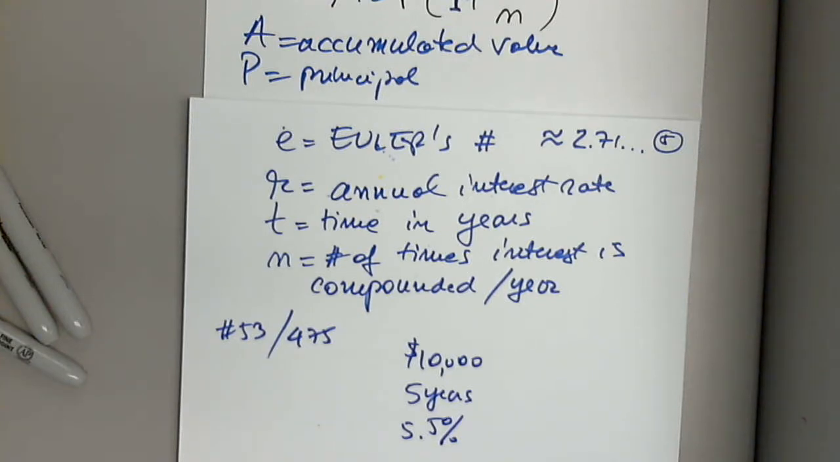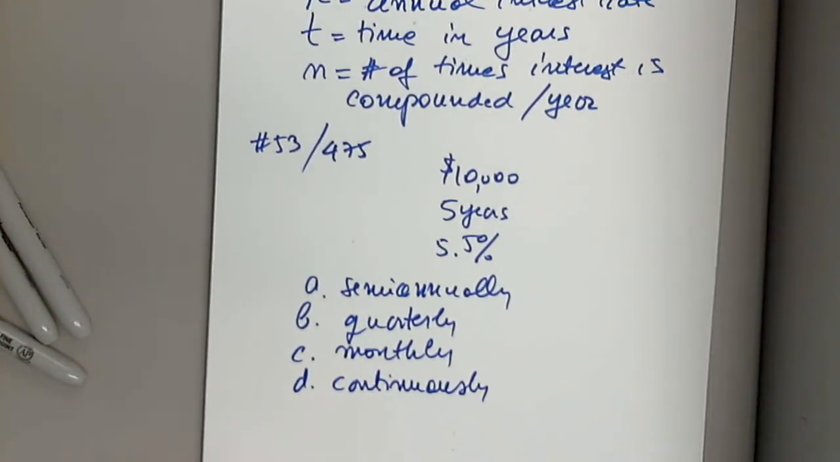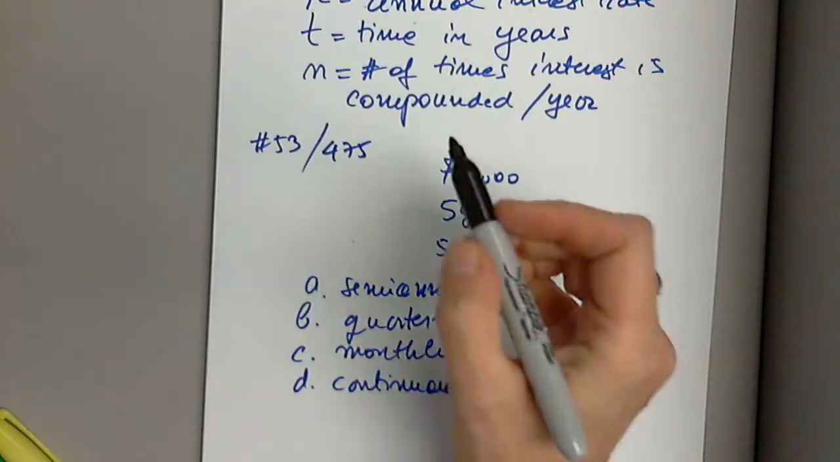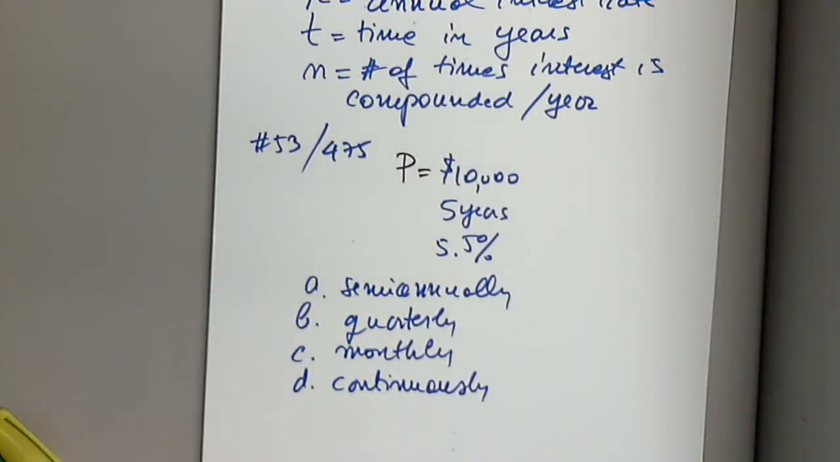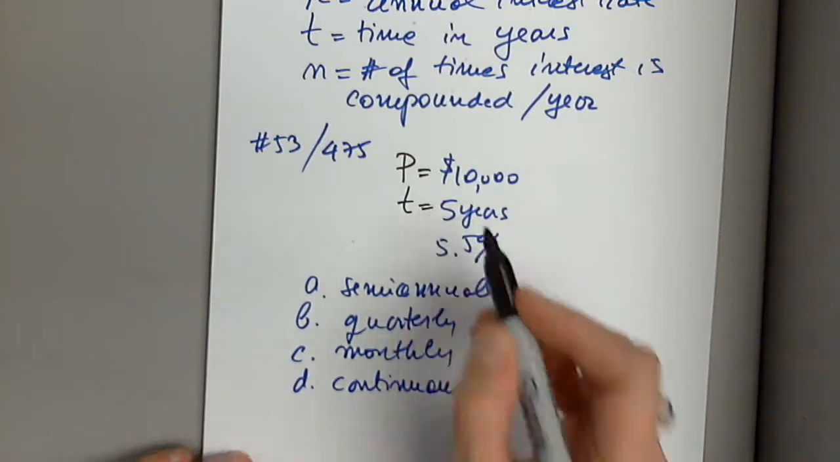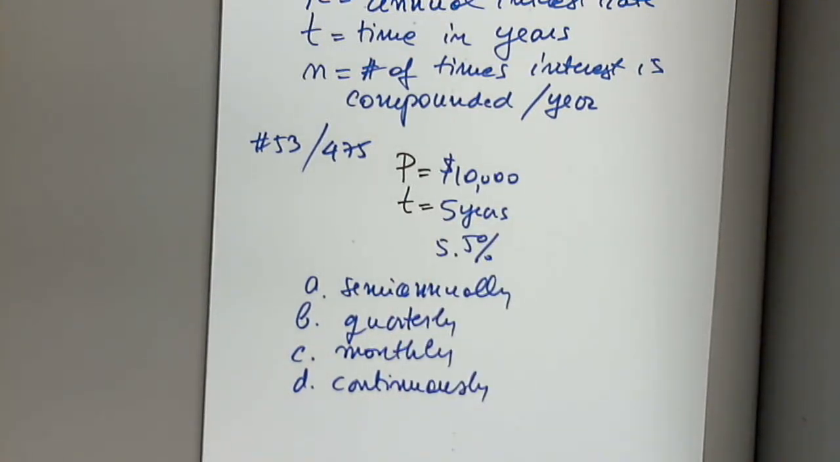If the money is compounded semi-annually, quarterly, monthly, and continuously. Now let's identify what is given to us. What does 10,000 represent? Of course. What does 5 years represent? T, very good.